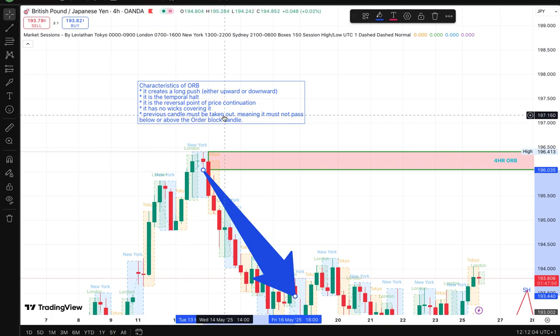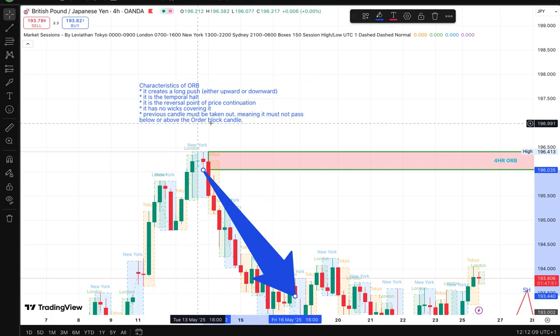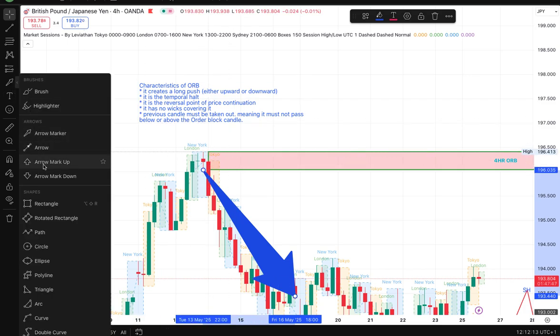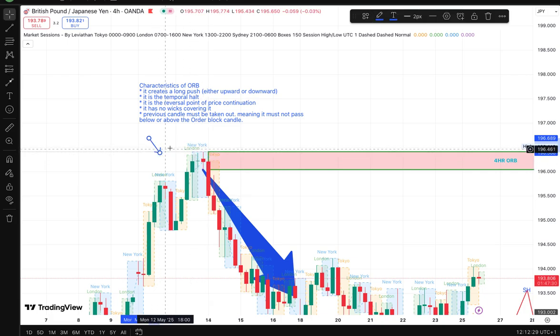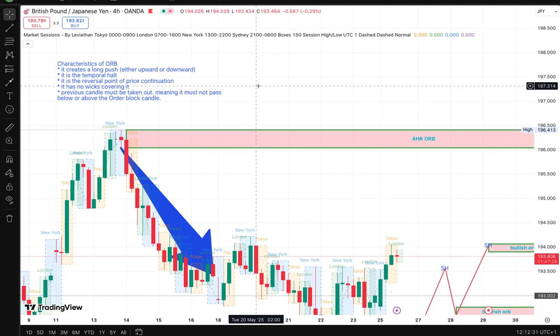The previous candle must be taken out, meaning it must not pass below or above the other block candle. Very good. Now, this particular candle is not passing above it. You see, it's not passing above it. It's not passing below. So that's a valid order block. Do you get it? It's a valid order block.